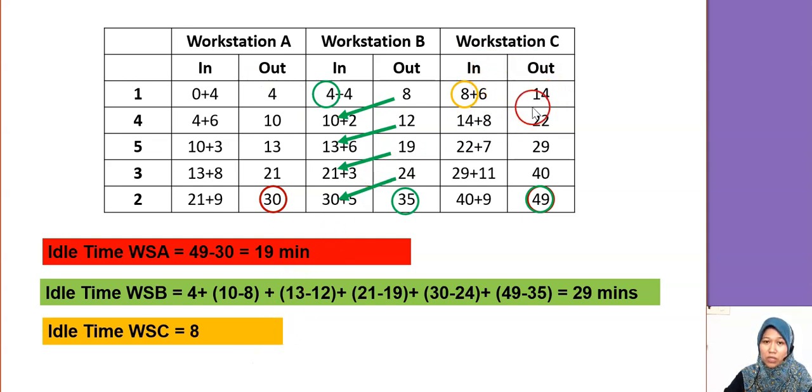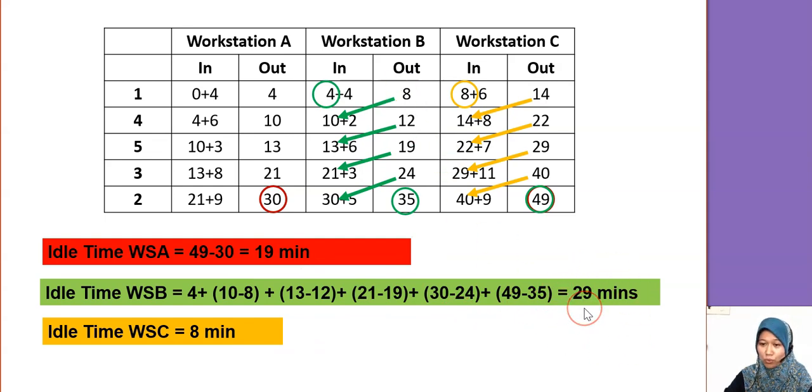So in between, when we check, okay, 14 and 14, there's no difference. 22 and 22, there's no difference. 29 and 29, no difference. 40 and 40, there's no difference. Okay, so for machine 3, the only idle time is at the beginning. So only 8 minutes.